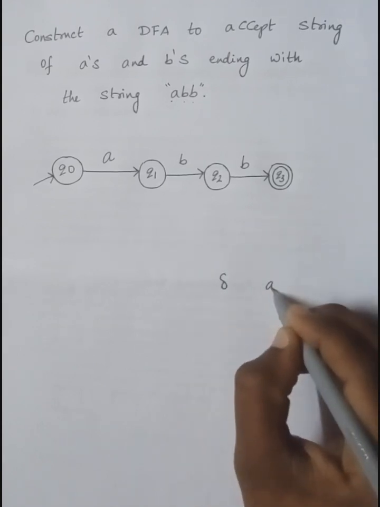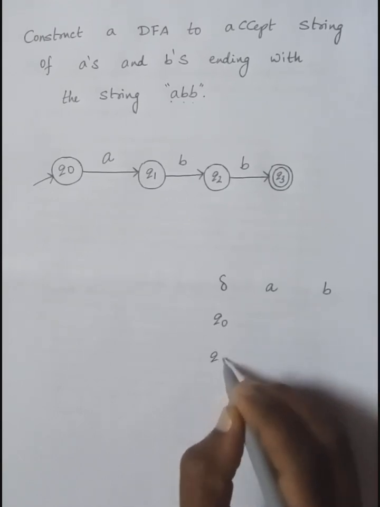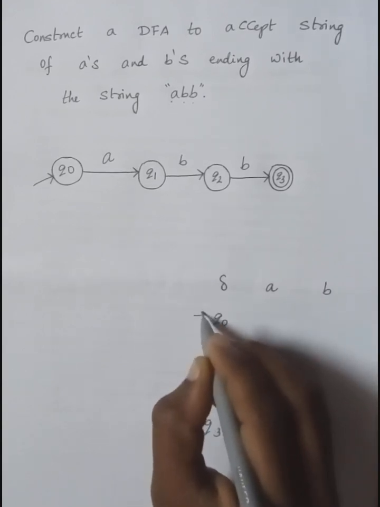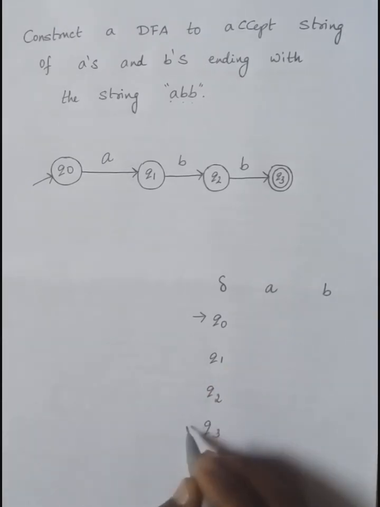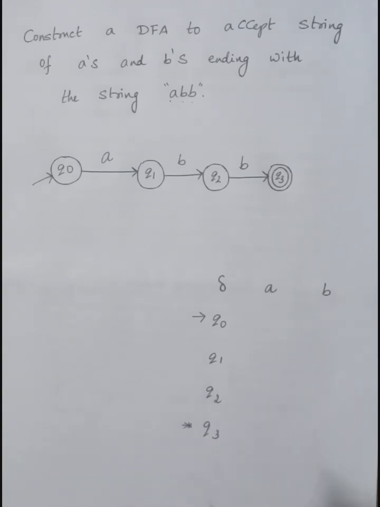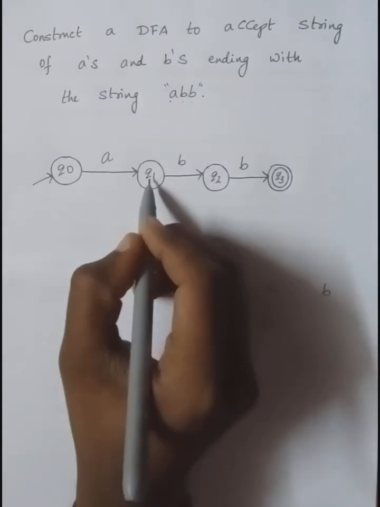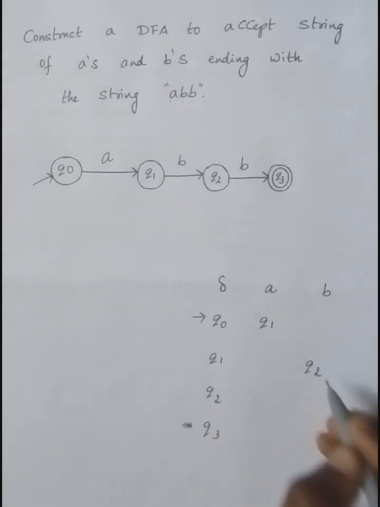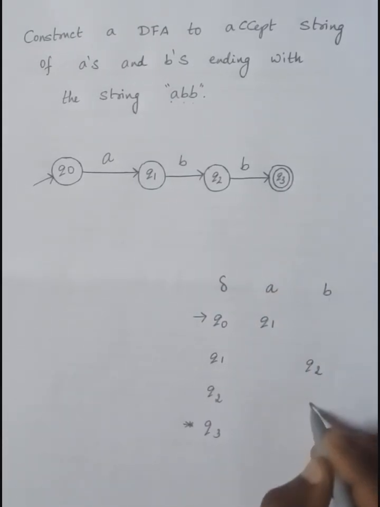Okay, so we have two inputs A and B and four states Q0, Q1, Q2 and Q3. Okay, as usual we'll denote this one with an arrow mark stating that this is a starting state and Q3 as a final state with a star symbol. Okay, and we'll fill the table. Q0 on A goes to Q1. Same way Q1 on B goes to Q2. Q2 on B goes to Q3.